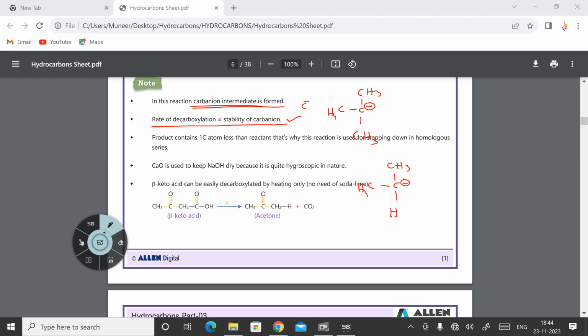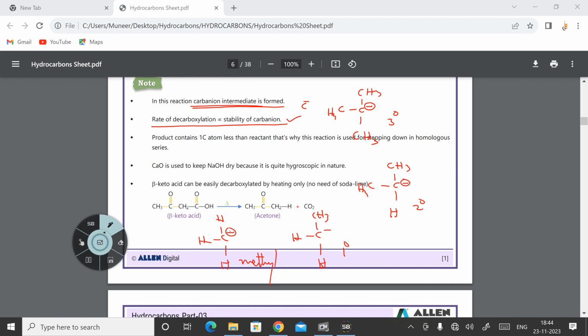And another one is like this. CH3, H, carbanion. And another one, H, carbanion. Which is more stable? This is a tertiary carbanion. This is a secondary carbanion. This is a primary carbanion. This is a methyl carbanion. Which is more stable? Yes, the methyl carbanion is more stable.